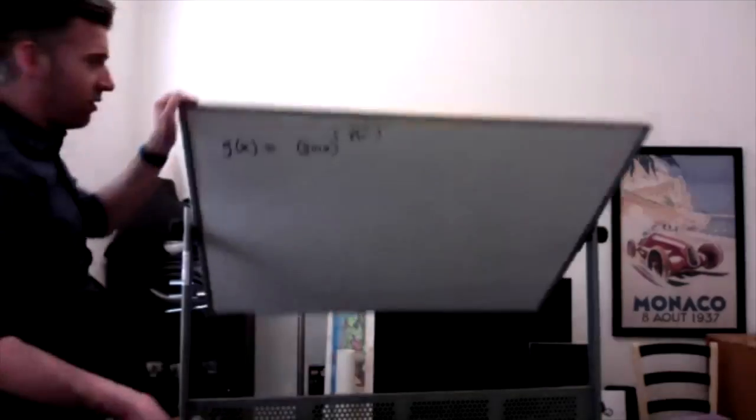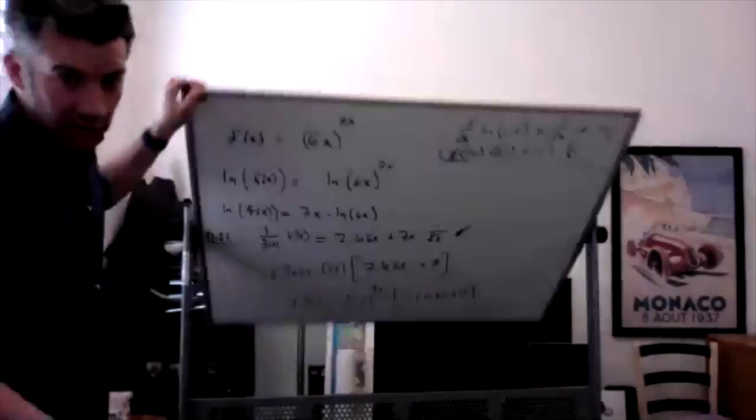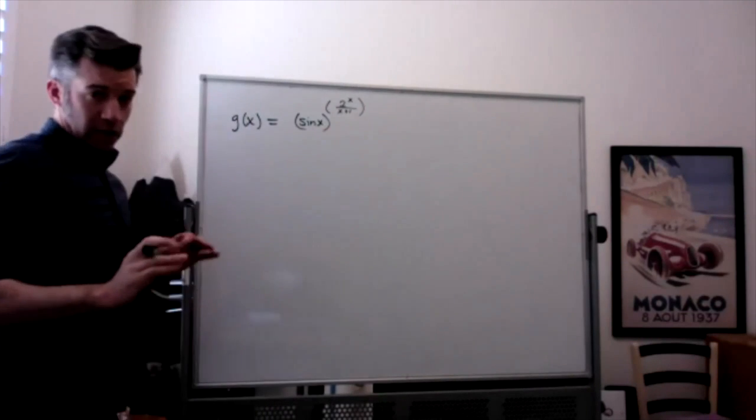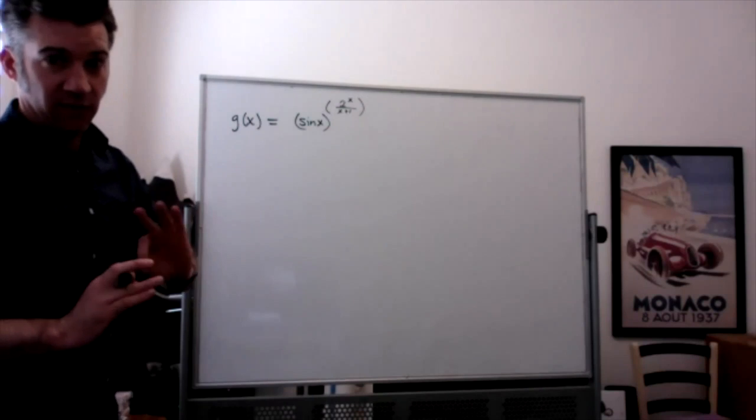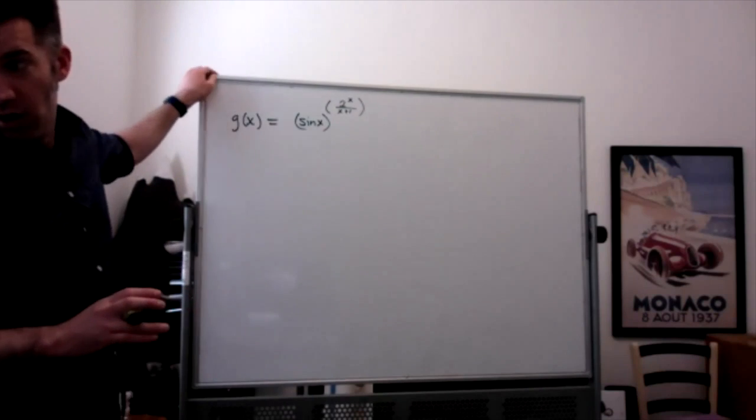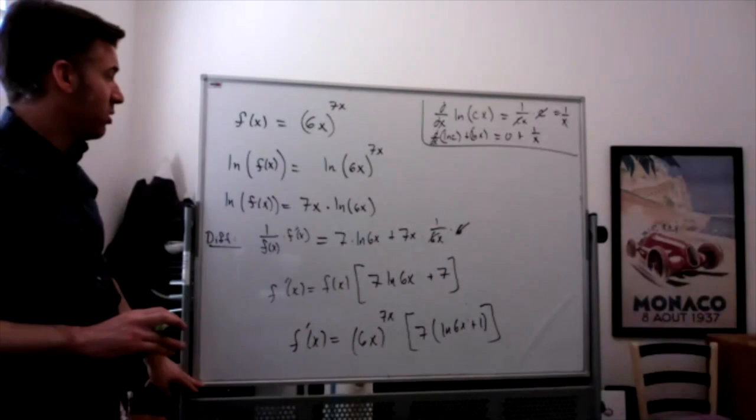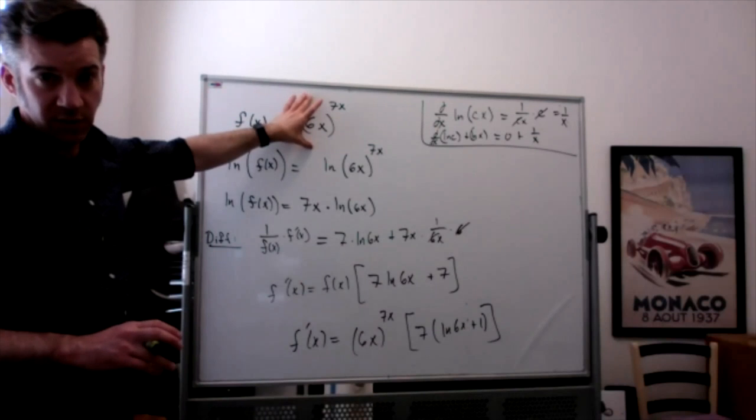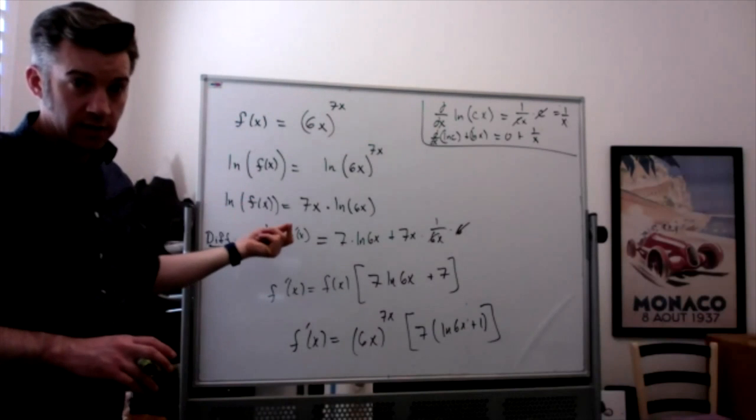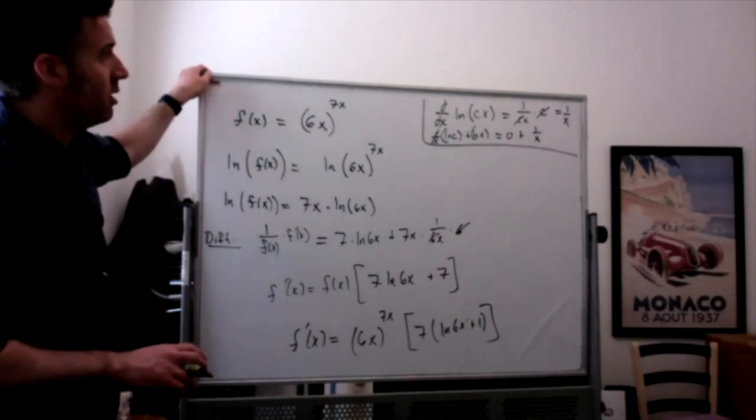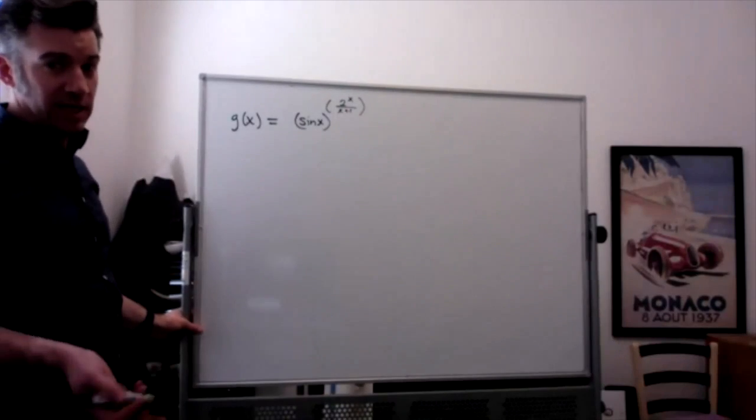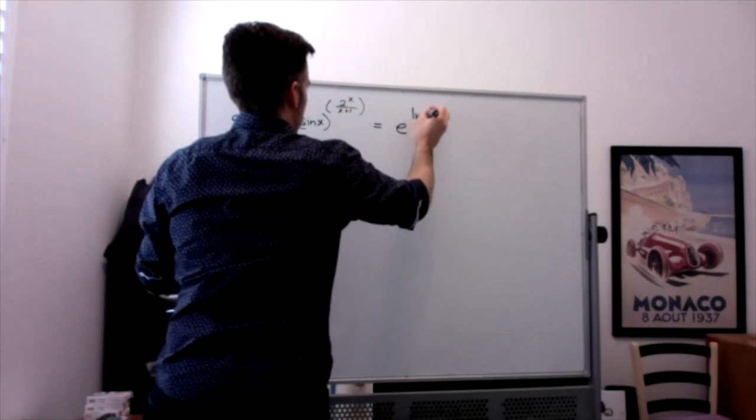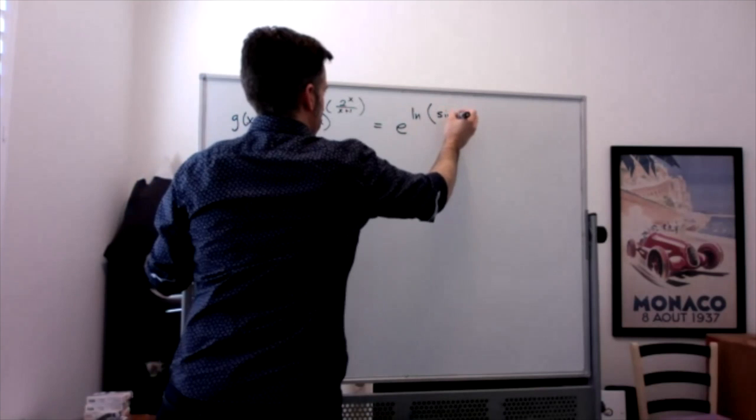Let's see. I keep going back and forth, so I did this one this way, so let's do the other one the other way. So I should again emphasize the difference between the two ways of doing this. One way, you write your y or your function equal to whatever it's equal to, and then take the natural log of both sides and differentiate. This way, you're not writing natural log of both sides, you're just rewriting your function as e to the natural log of whatever you've got.